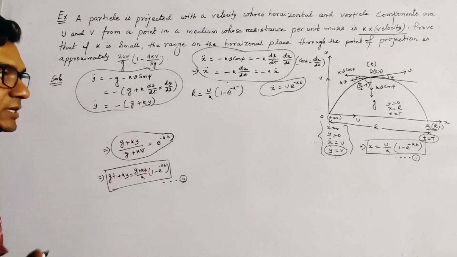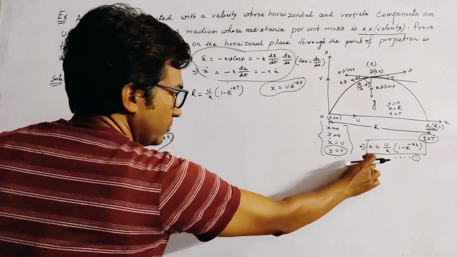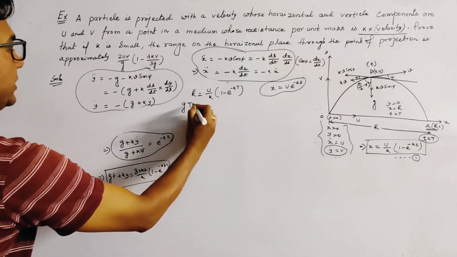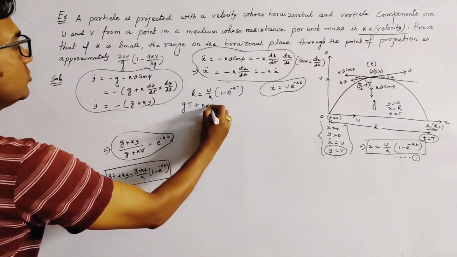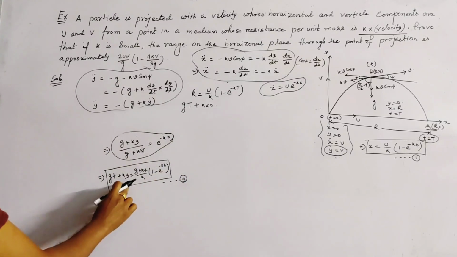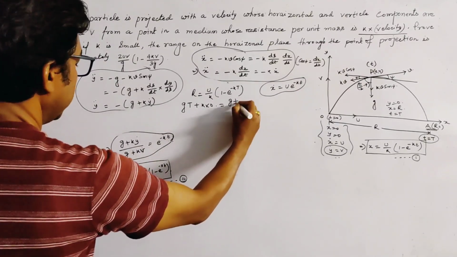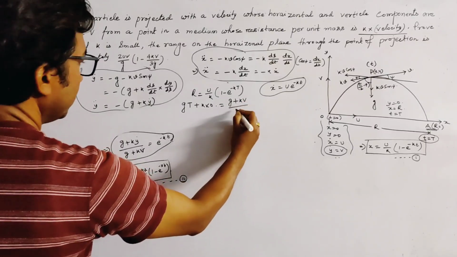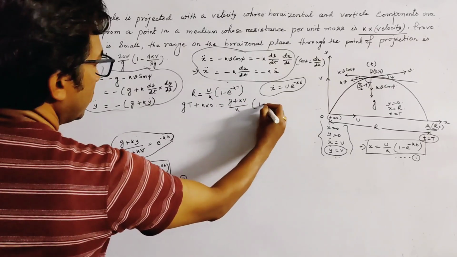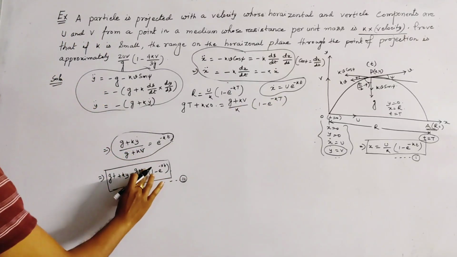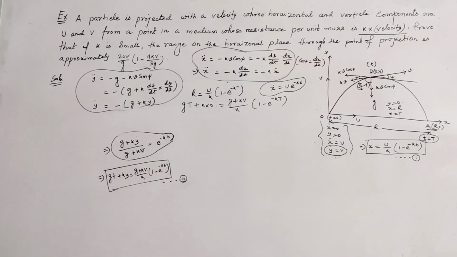This is the first relation and it comes from 1. The second relation is g into capital T plus k into 0, because y equal to 0, and the right side is g plus kV by k into 1 minus e to the power minus kT. This is the second relation.